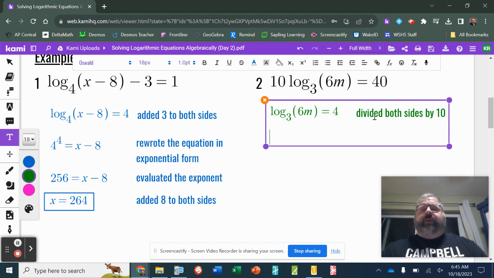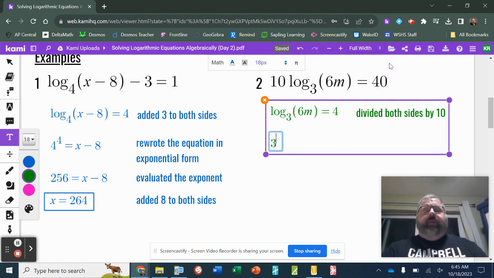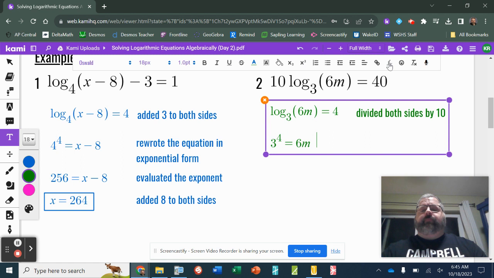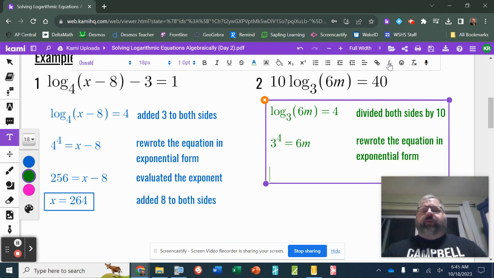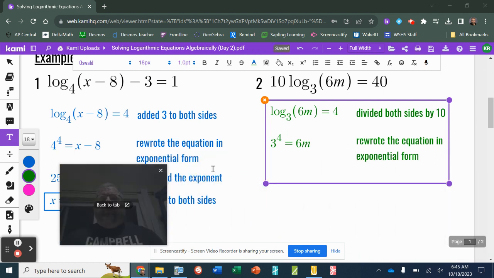Now it's isolated, so now I'm going to go ahead and rewrite it in exponential form. To do that, my base is 3. The logarithm is equal to 4, so that means my exponent is 4, and this thing is going to be equal to 6m. So again, here all we did was rewrite the equation in exponential form. And so now we're going to look at solving it.